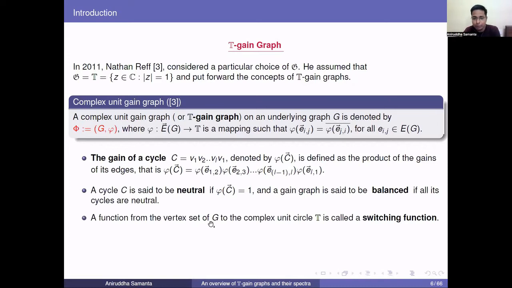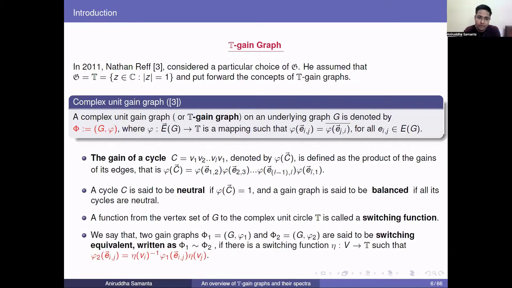Now, a function from the vertex set of G to T is known as a switching function. Now, we consider two T-gain graphs, say phi 1 and phi 2, on the same underlying graph G. Then they are said to be switching equivalent, denoted by phi 1 switching equivalent to phi 2, if there is a switching function, say eta, such that one can be obtained from the other through this switching function by this relation.